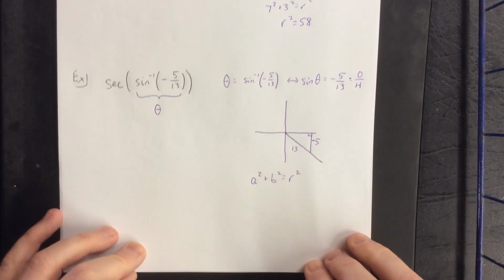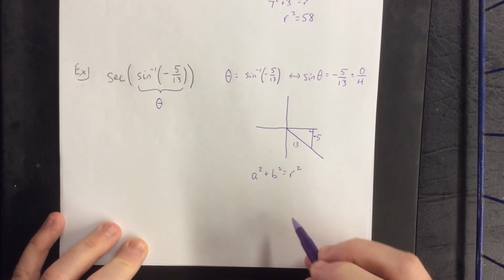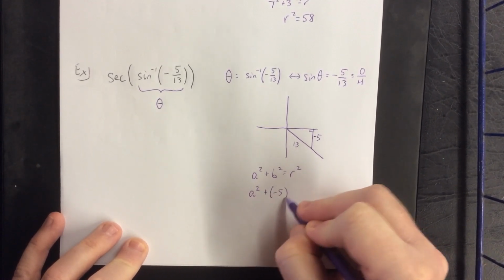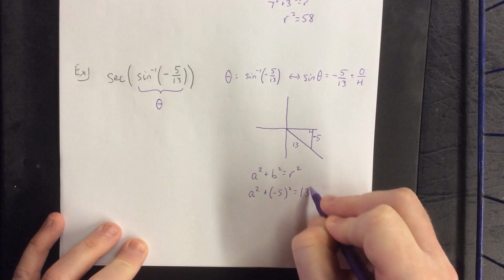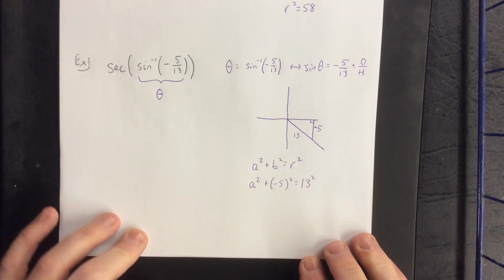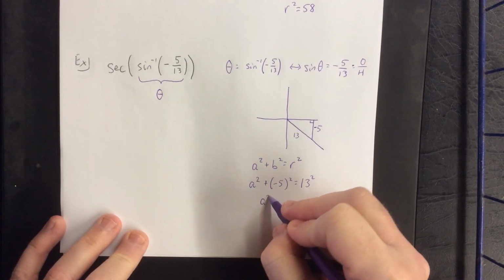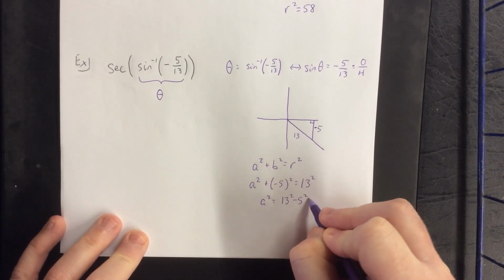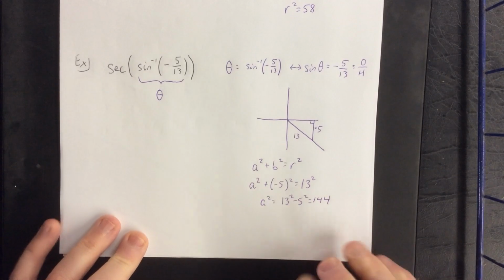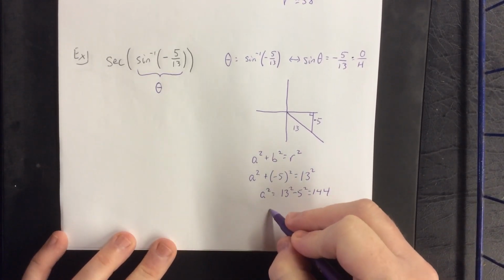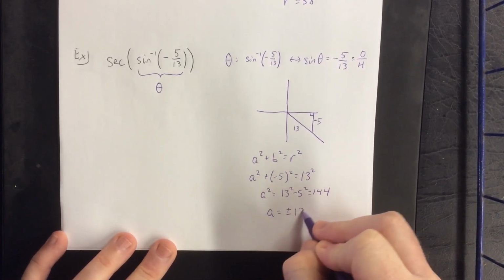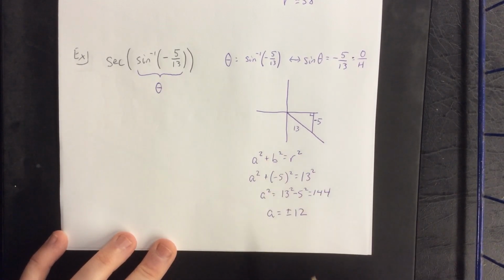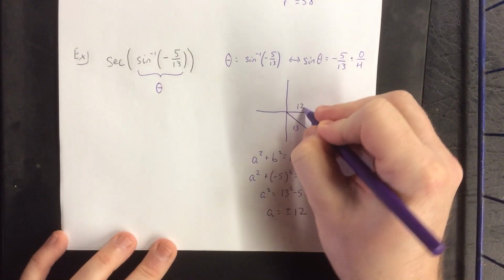So once again, we'll label that as a squared plus b squared is equal to r squared. We're trying to find the adjacent side. So we square the negative 5, square the 13. That'll be 13 squared minus 5 squared. Please feel free to use a calculator for that. And a will be equal to either plus or minus 12, depending on the quadrant. Because we're in quadrant 4, and this is the horizontal side, that side should be positive.